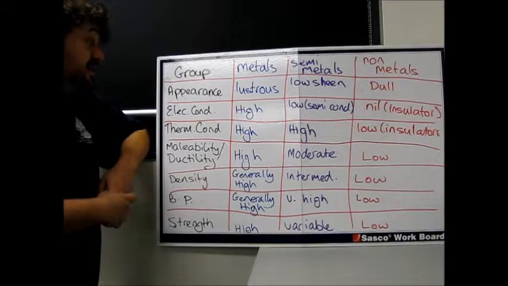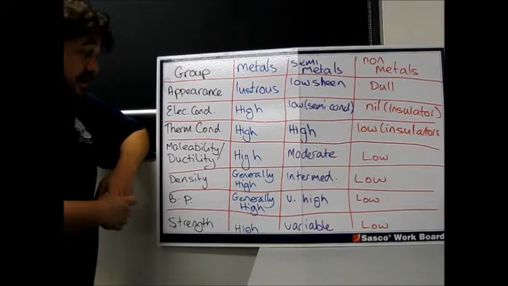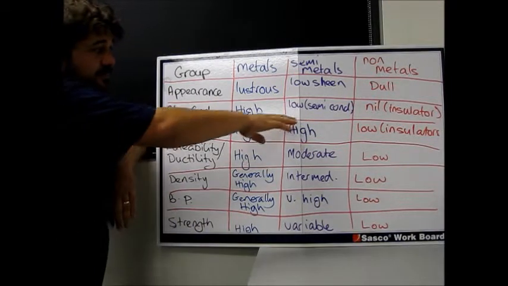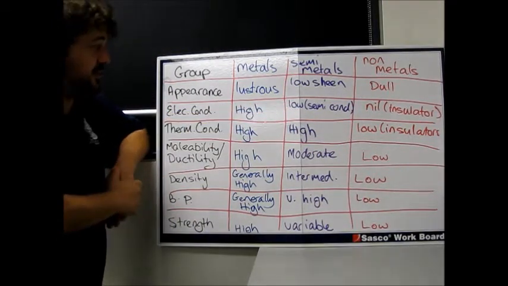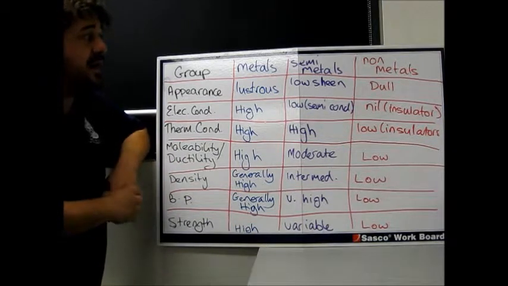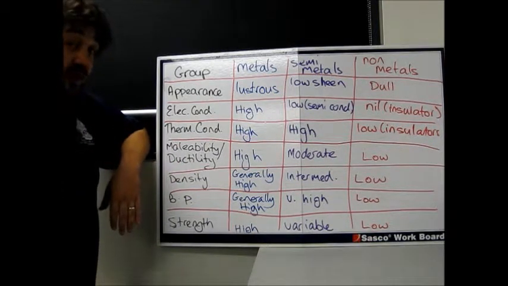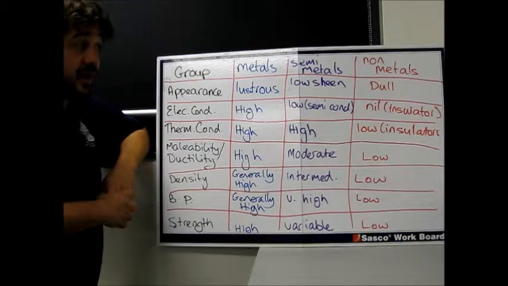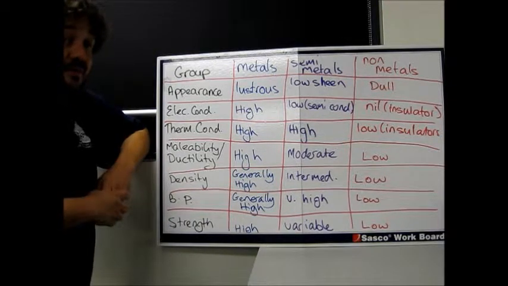Thermal conductivity, again, is high for metals. We had low for semi-metals for electrical conductivity, but it's high for semi-metals for thermal, so heat will travel right through them. Whereas for non-metals, it's low. It's not nil, heat will go through stuff. You'll still heat it up, but it takes a lot more.